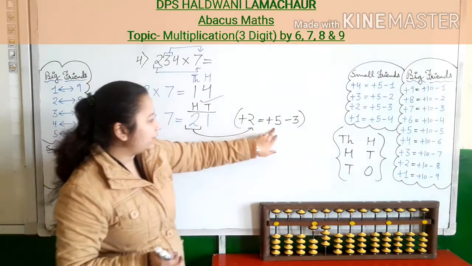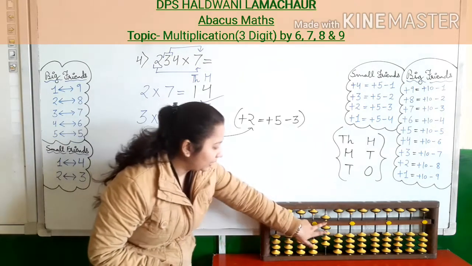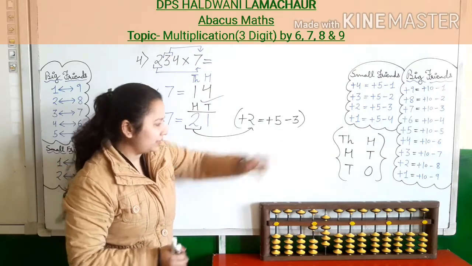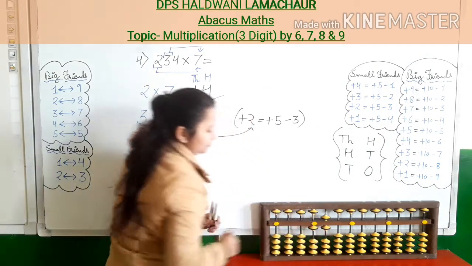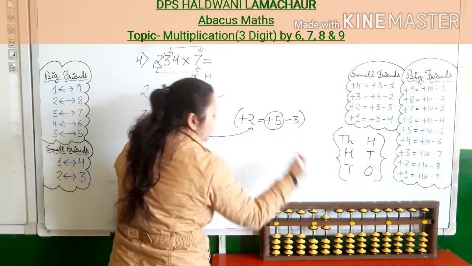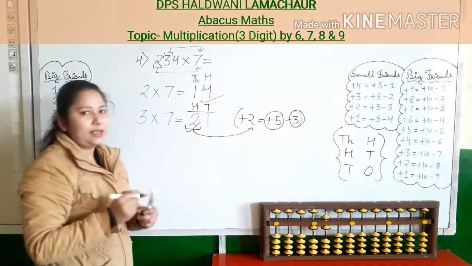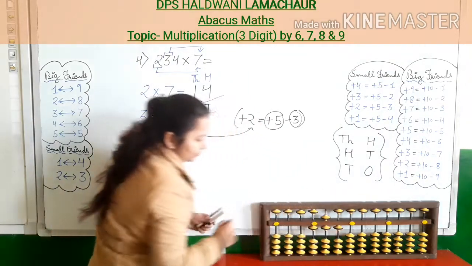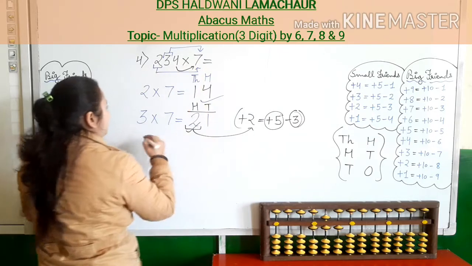Now first of all add 5 in the hundreds rod. So add 5. Now minus 3. See, 1, 2, 3. I have added 5, then I have subtracted 3, and this is done. 2 is added. Now add 1 in the tens rod. 1 in the tens rod. Now multiply 4 with 7.